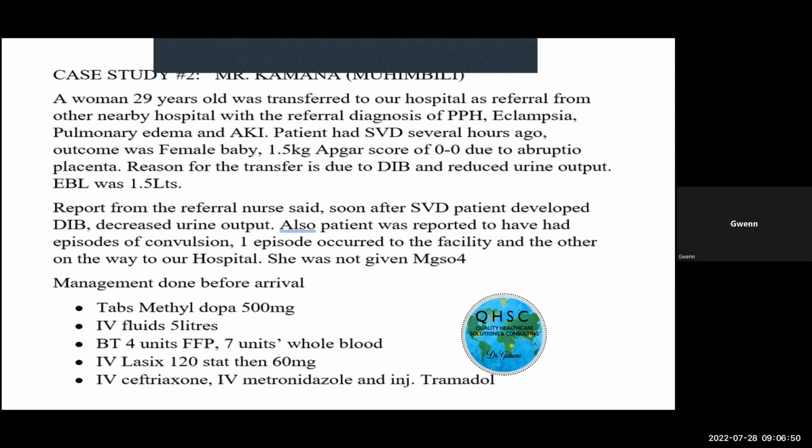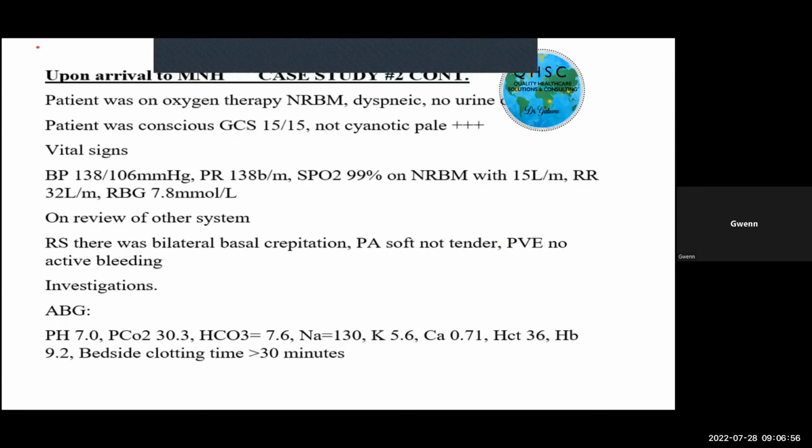Go to the next page again. Things like cryo and all those things, this patient really should have benefited from, because if the clotting time is already greater than 30 minutes, then you know there are some clotting factors that need to be replaced. That's the bottom line. The fact that the patient is so acidotic gives me an indication that the patient wasn't treated properly.